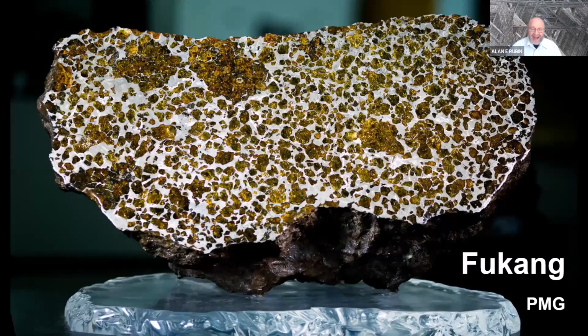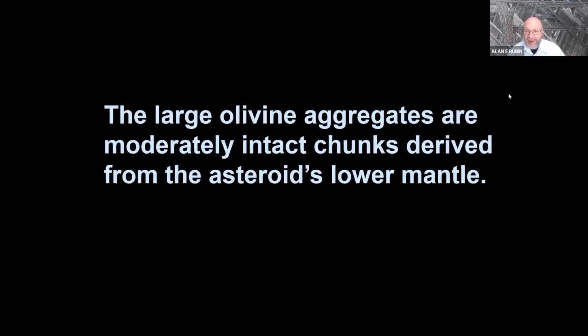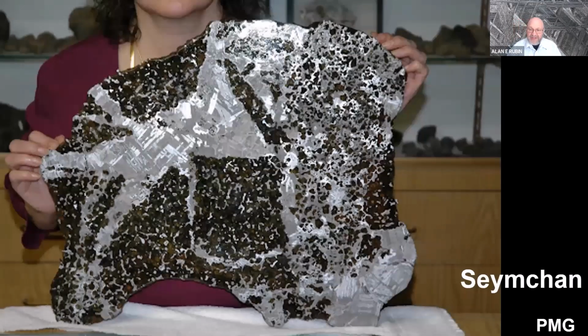Here's a picture of Fukang. This is a very large Pallasite. We can see the metal, which is the white stuff around it. The olivine grains occur as individual grains, individual grain fragments, and as aggregates, masses, which can be fairly large. The large olivine aggregates are moderately intact chunks derived from the asteroid's lower mantle. Here's a piece of Simchan, and we can see here that there are large olivine-free metal-rich areas, and then also chunks that are very rich in olivine, although some metal is indurated within it.